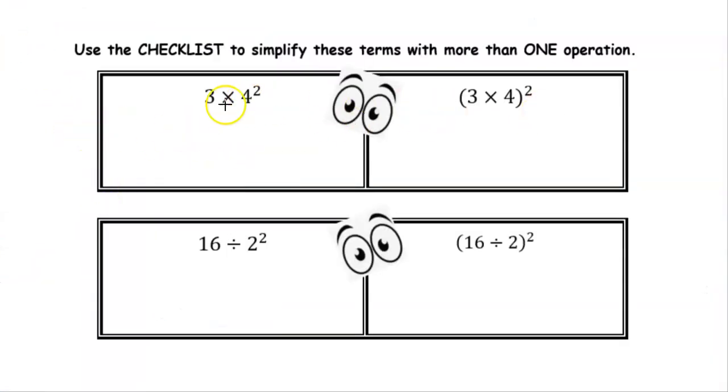And we're supposed to simplify these. It says use the checklist to simplify these terms with more than one operation. So when I'm looking at this right here, and I'm looking at this right here, they look very similar, but this has some grouping symbols that this one does not. And we've got to figure out, will it make a difference when we simplify?